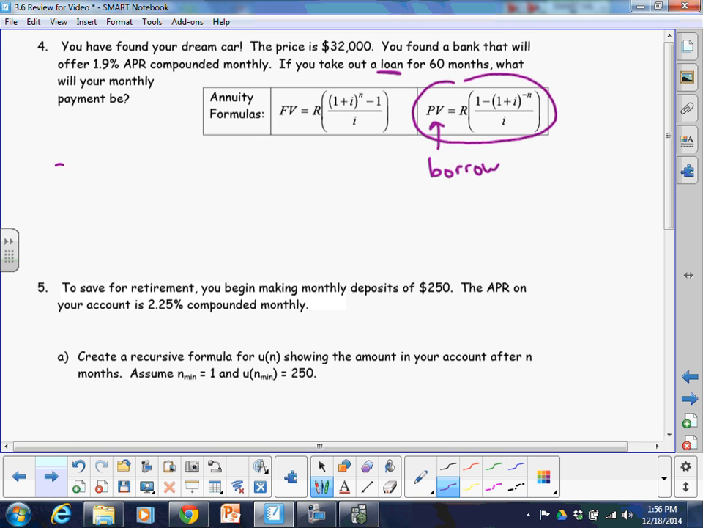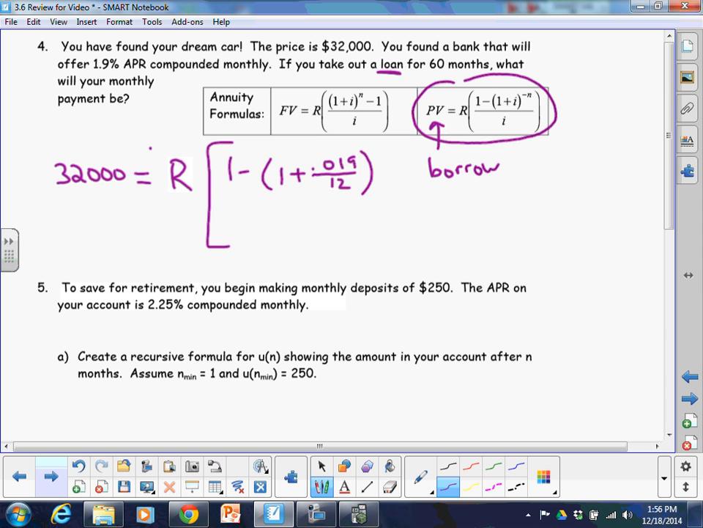Okay, so that's 32,000, equals the R is going to be your regular monthly payment. That's the thing we don't know, so leave that as a variable. And then the rest of this stuff, 1 minus 1 plus interest rate per period. So 0.019 for the year, so over 12 to make it for the month. And notice the negative is built into the exponent there.